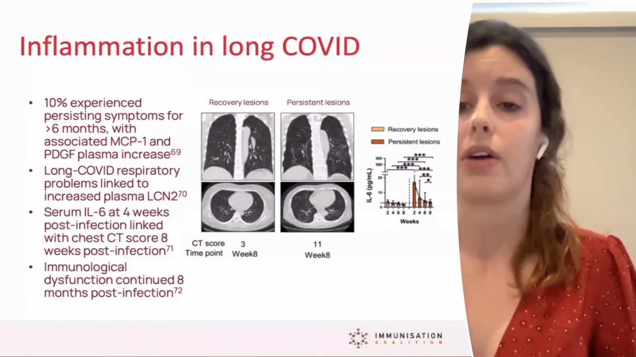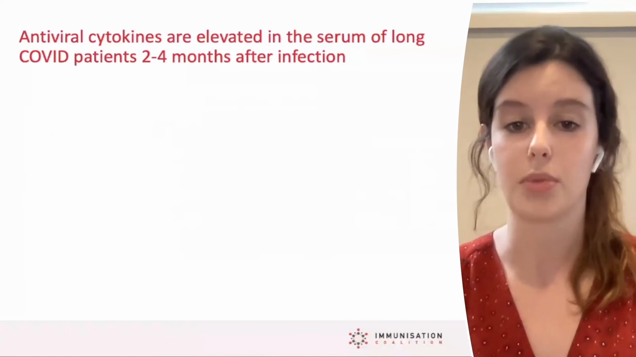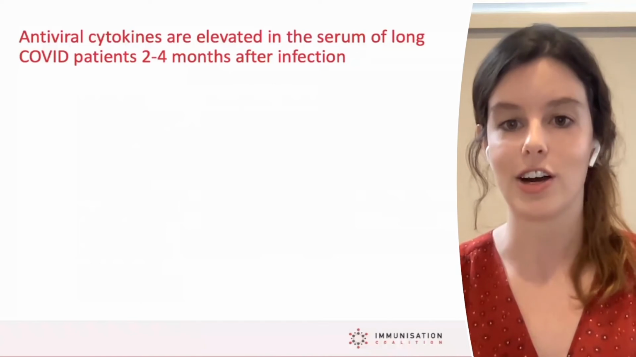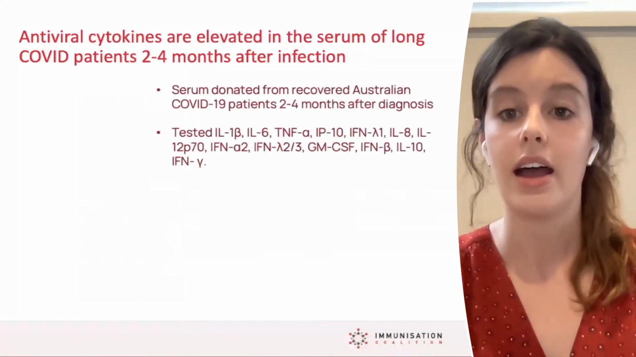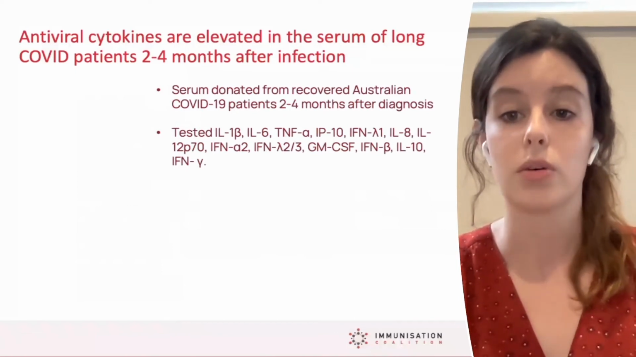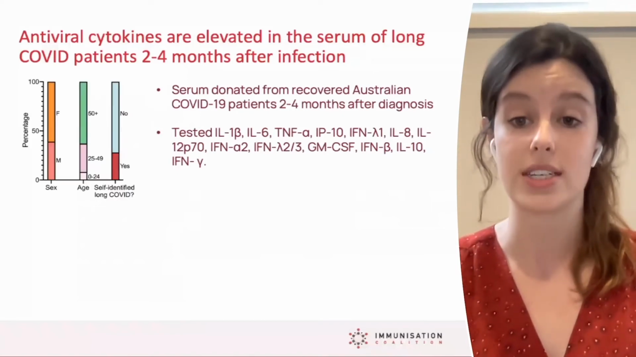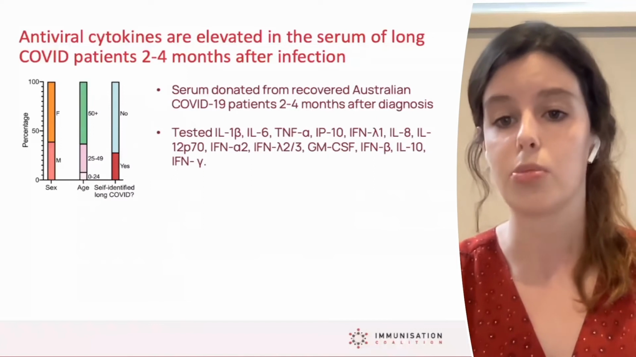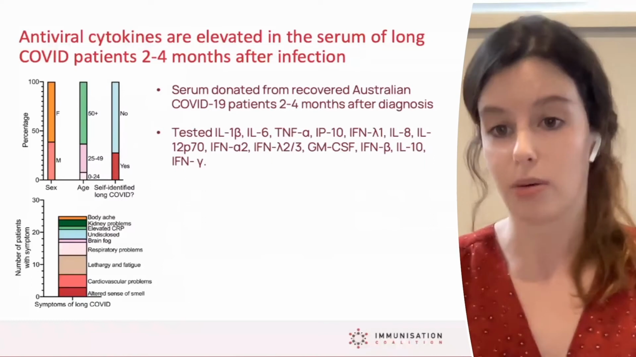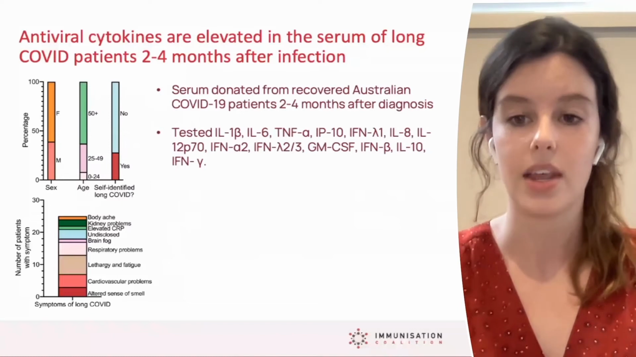And actually, we see this in our own studies as well. We tested serum donated from Australians who have recovered from COVID-19 2 to 4 months post-diagnosis to measure levels of 13 anti-viral inflammatory cytokines. At the time of donation, 19 of our 68 patients, or 27.9%, reported persistent symptoms, the most common being lethargy and fatigue in 6, or 31.6%, and respiratory and cardiovascular problems each in 4, or 21.1%. And we found that patients suffering from long COVID experienced significant elevations in serum interleukin-6, interleukin-8, and interferon beta.